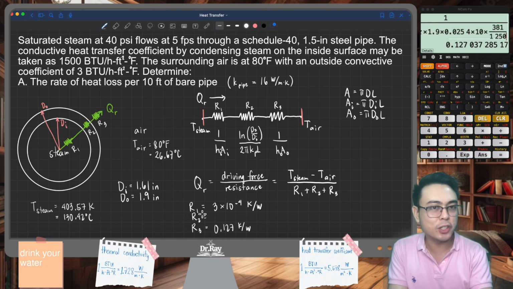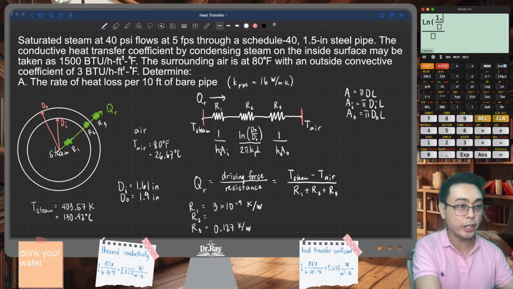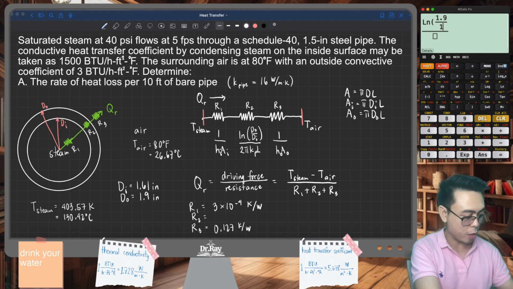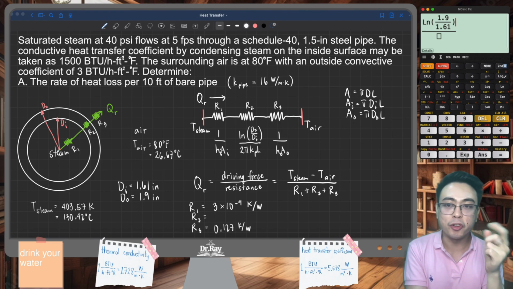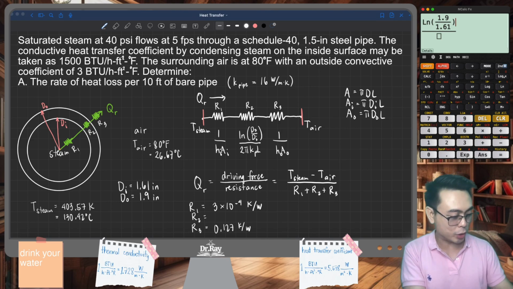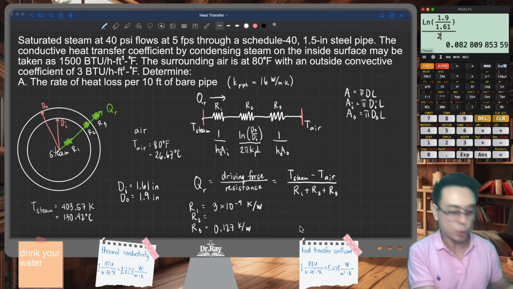Now, let's calculate for the second resistance. This is the one with the different formula right here. That is the natural logarithm of the ratio of diameters, external diameter over internal diameter. Now, notice that I did not convert from inches to meters. That's because it's a ratio, right? It doesn't matter. But if you want to make sure, just convert it to meters. Our denominator here is 2 pi KL.